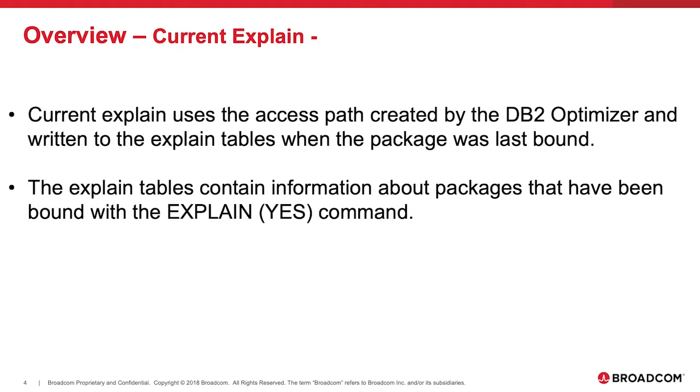Current explain. Current explain uses the access path created by the DB2 optimizer and reads the information written into the explain table when your plan or your packages have been bound. The explain table obviously contains information about your packages if your plan or your packages have been bound with the EXPLAIN YES command.